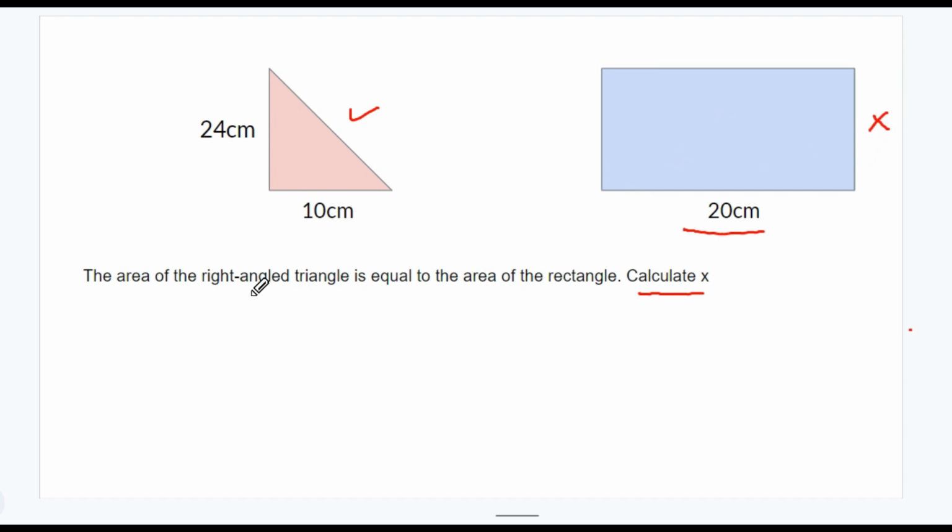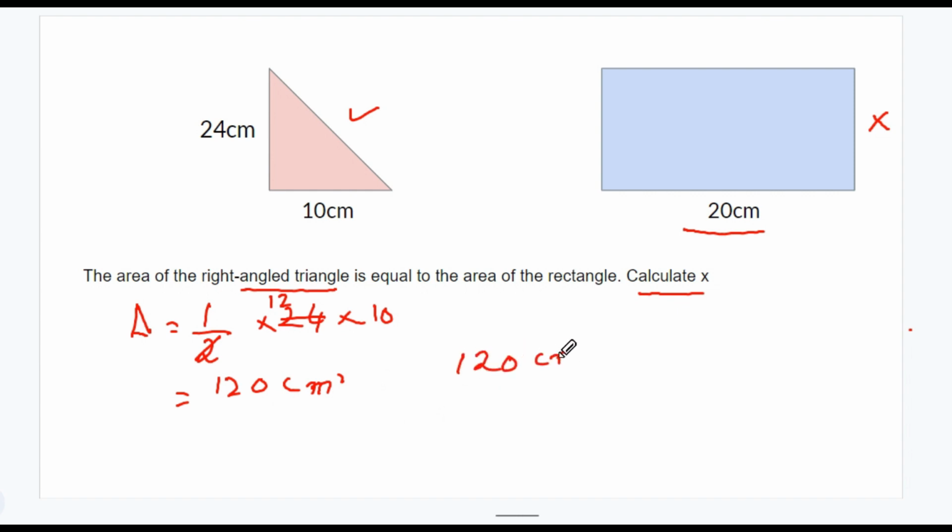Okay. So what we need to find, first of all, the area of right angle triangle. Why? Because we are given both sides of right angle triangle, that is half times 24 times 10, that is base and height. 2 times 12 is 24, right? And 12 times 10 is 120 centimeter squared. So we have done one part of the question. Now they are saying that the area of right angle triangle, that means this one area, okay, that means 120 centimeter squared, is equal to the area of rectangle.